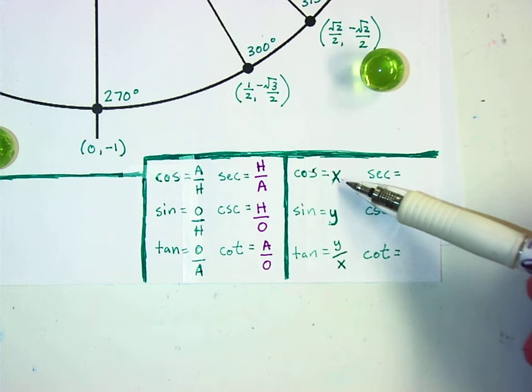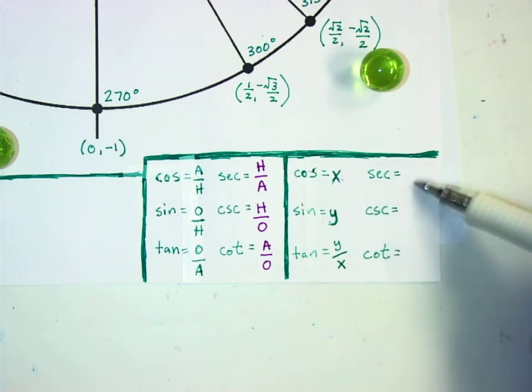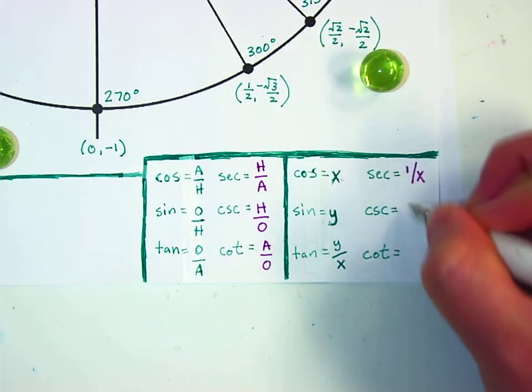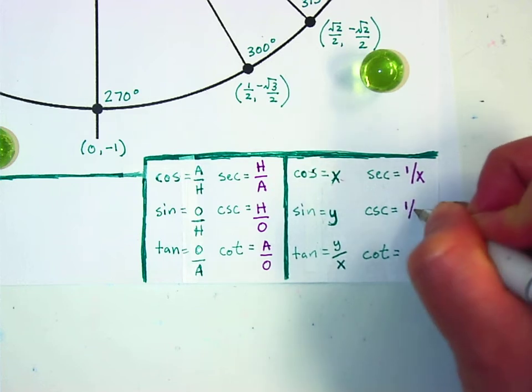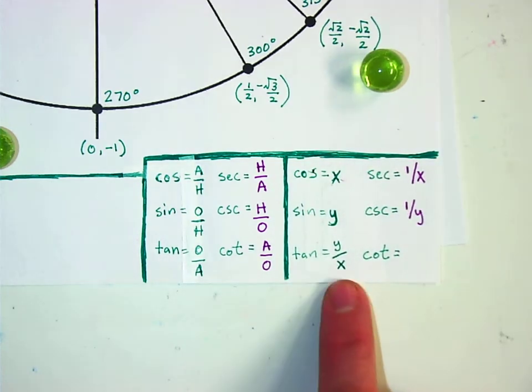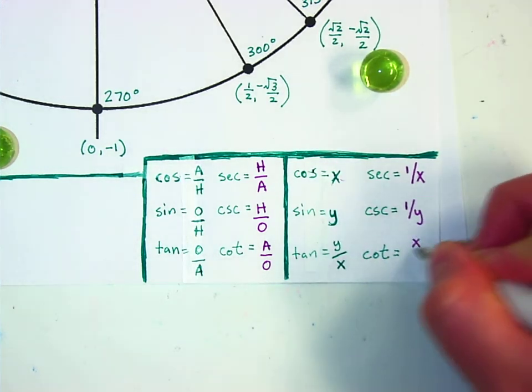So this one, what's this one? X over 1? So what would secant be? 1 over x, yep. Same thing here. This one's 1 over y. And this one's pretty easy. That one's just flipped, so it's x over y.